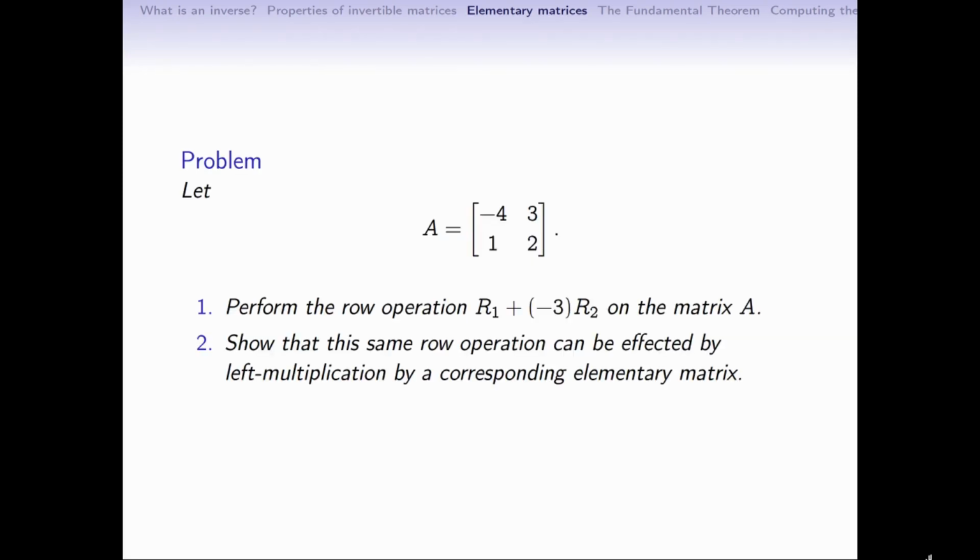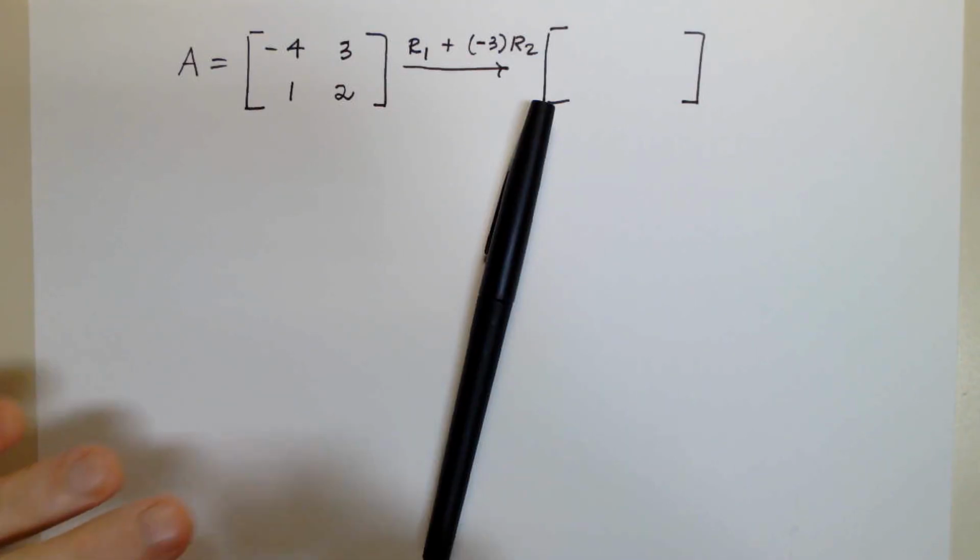Now let's explore the meaning of this theorem by looking at a concrete problem. So let A be the matrix that's given here. First, perform the row operation negative 3 times row 2 added onto row 1 on the matrix A. And then 2, show that this same row operation can be affected by left multiplication by a corresponding elementary matrix. So join me at the document camera and we'll take a look at this problem. All right, welcome to the document camera.